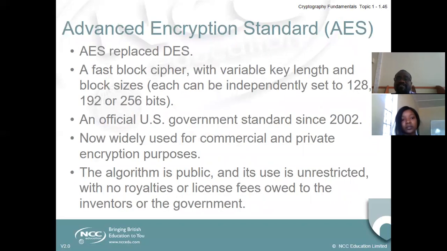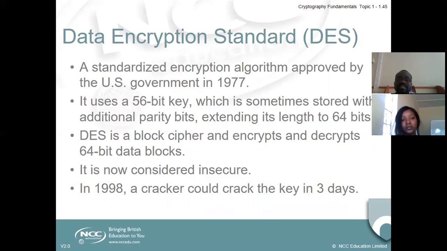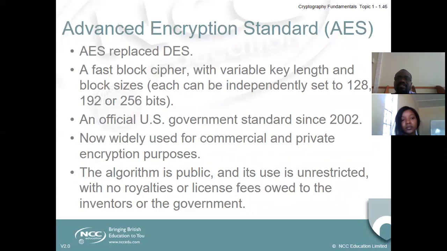Then we have AES, the Advanced Encryption Standard, which is better than the Data Encryption Standard and more secure than DES. AES replaces DES, a fast block cipher with variable key length and block sizes. Each can be independently set to 128, 192 or 256 bits. It has been an official US government standard since 2002, now widely used for commercial and private encryption processes. The algorithm is public and its use is unrestricted, with no royalties or license fee owed to the inventor.